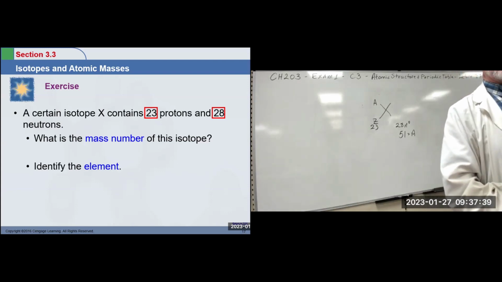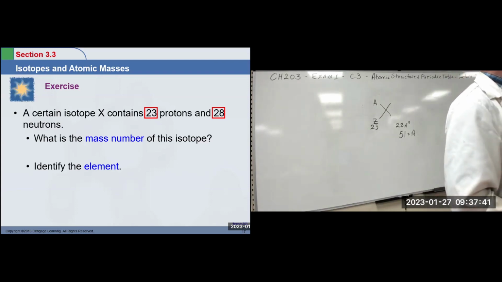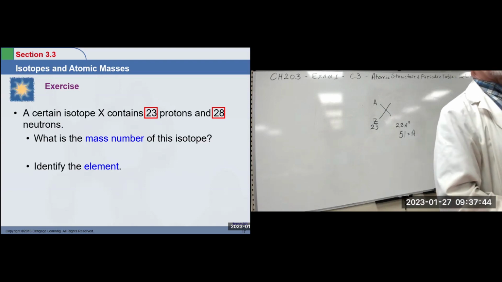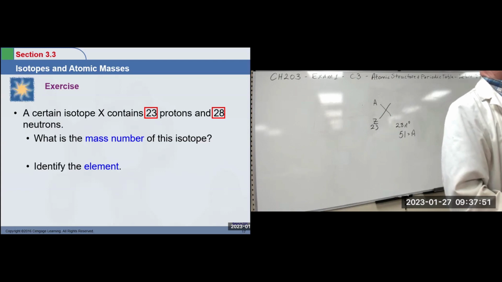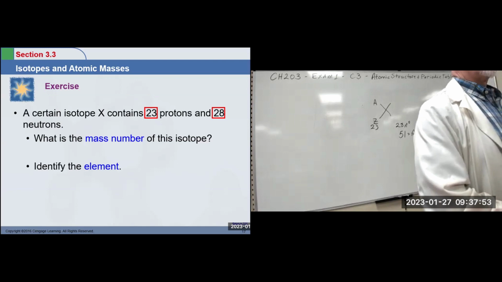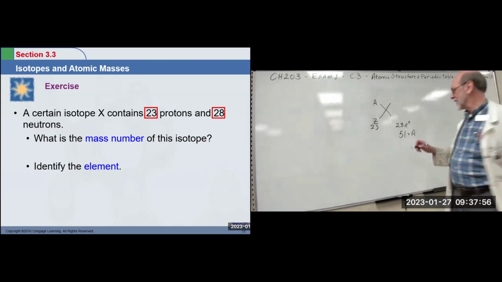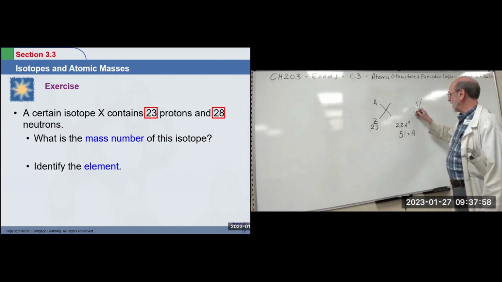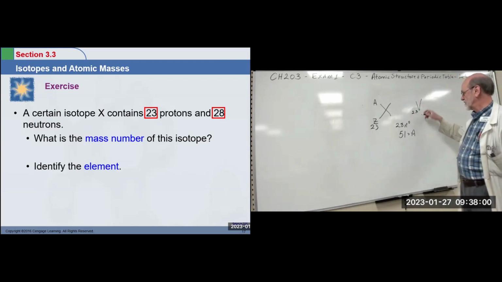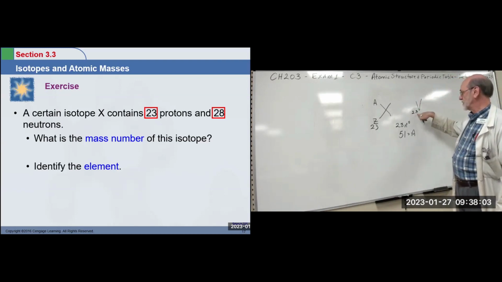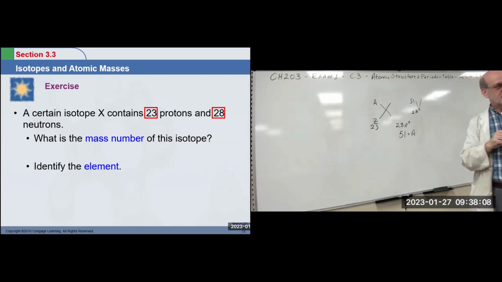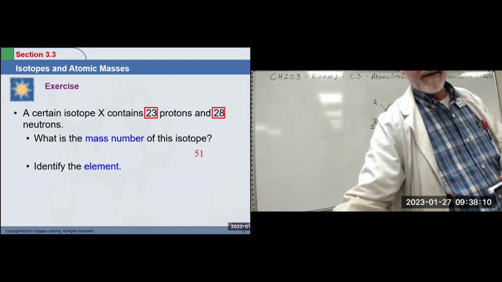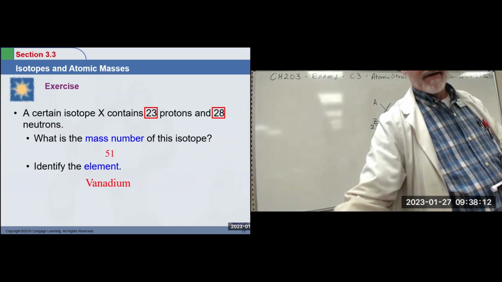Go to the periodic table, look for 23. You find it? Okay. Do you know what that symbol means? That's an easy one. V for vanadium. So the symbol is V, and it has that for its atomic number and this for the mass number. Okay. There we go.